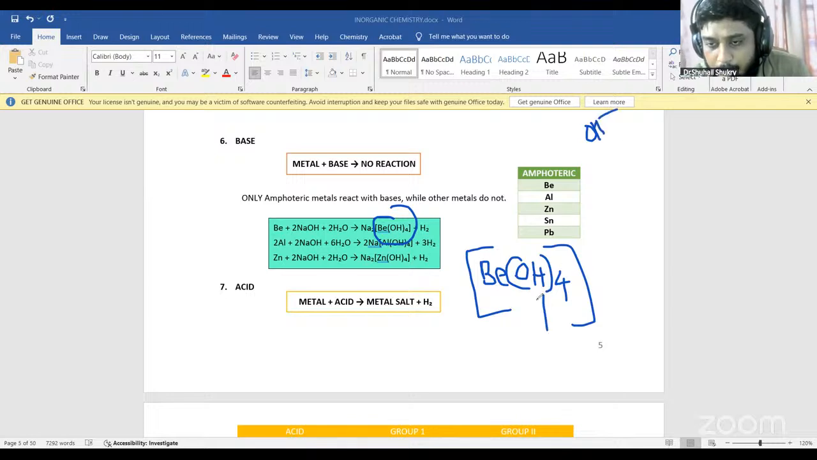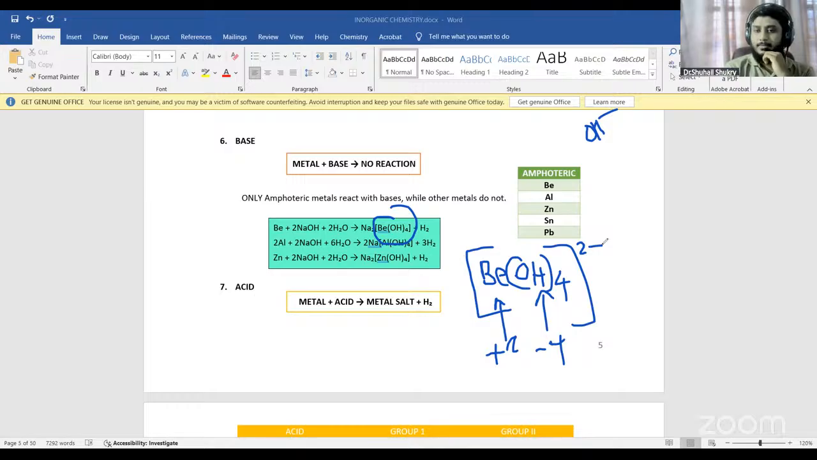You know oxidation numbers, no? So one OH minus is -1, then 4 OH minus means -4. In this, beryllium is a second group element, so it is +2. Then +2 and -4, what is the final answer? -2, so this ion will be a 2- ion. So this ion's name is the berylate ion.